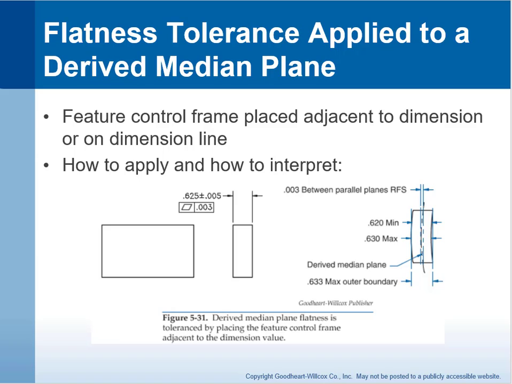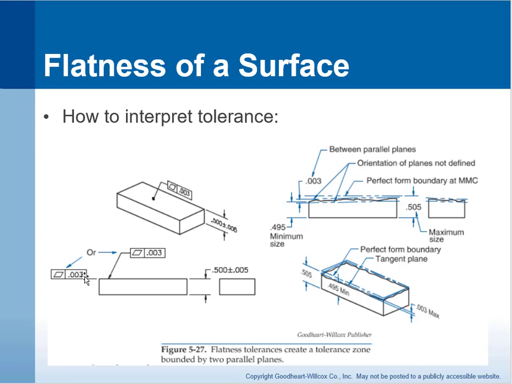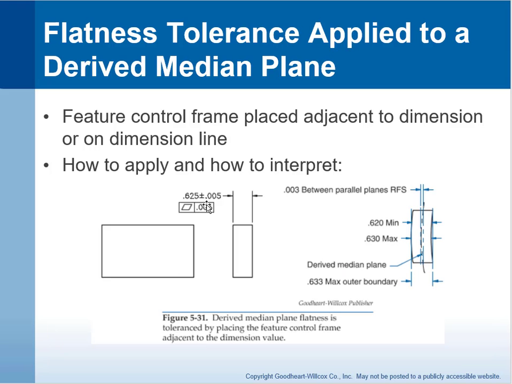Here's where flatness is applied to a median plane. How do we know that happens? Because we applied the flatness to the feature of size. So it's not applied to a surface like we did here. Here we're applying the flatness to the surface. Here we're applying the flatness to the size. So when you apply the flatness tolerance to a size, you create this derived median plane here. Our tolerance zone becomes these 3/1000ths parallel planes that define the center of the part.